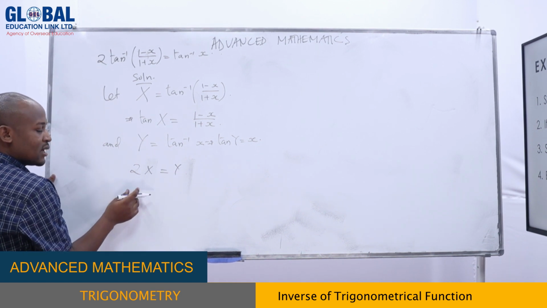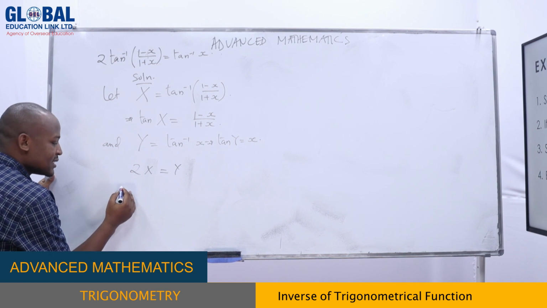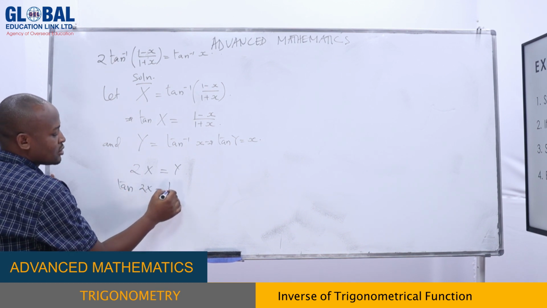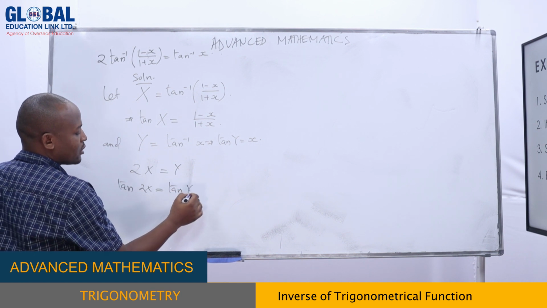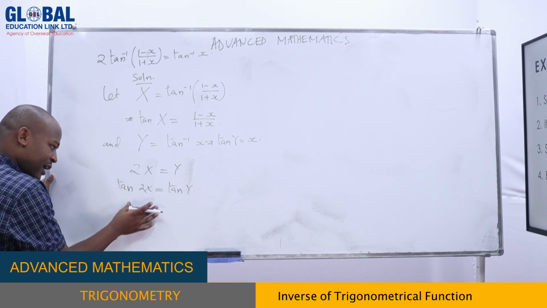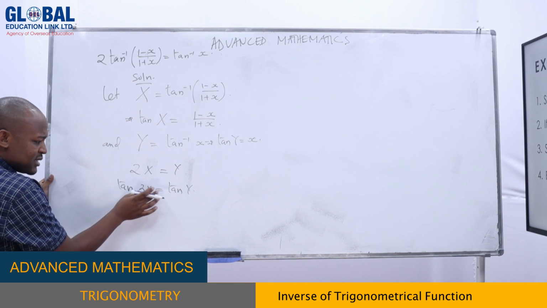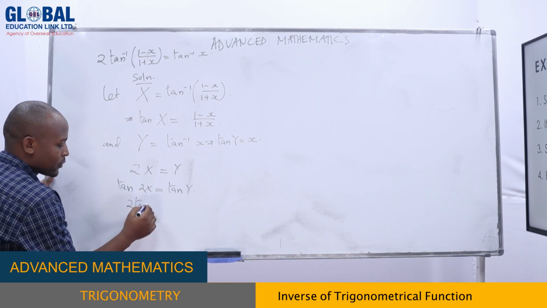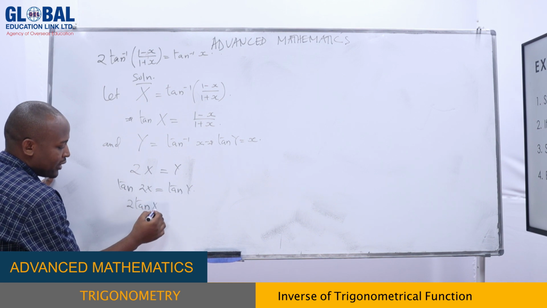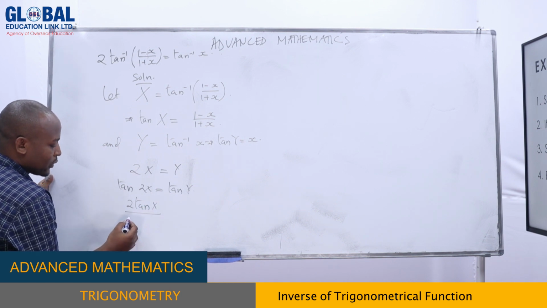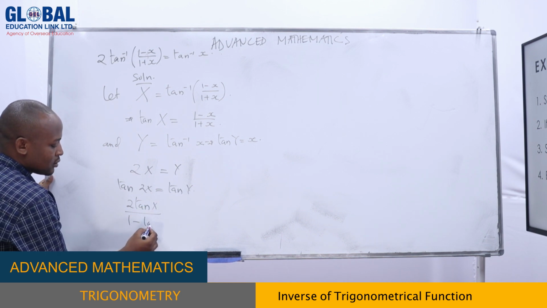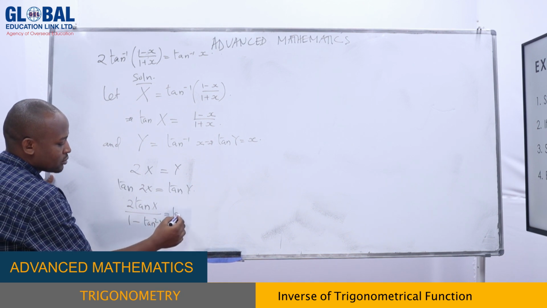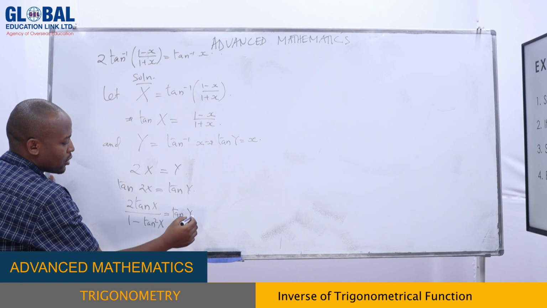Let's apply tan on both sides. That will be tan of 2X equals tan of Y. And if that is the case, we know how to open this. This is by the double angle formula. It will be 2 tan of X over 1 minus tan square of X equals tan of Y.